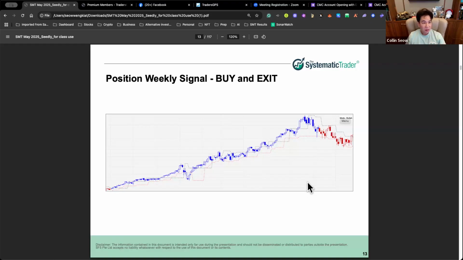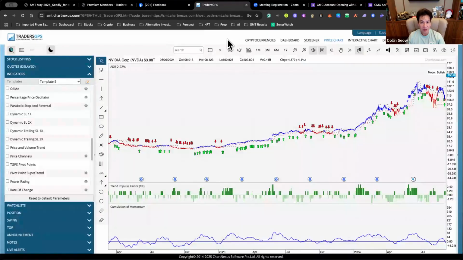Next, let's now go through the recap of the GPS swing trade first. Today will be more of application, more of application in terms of the swing trade setup.